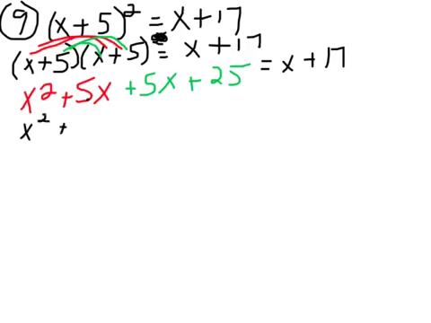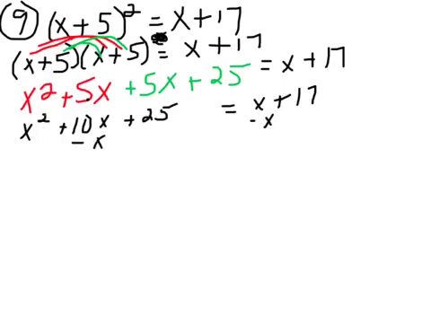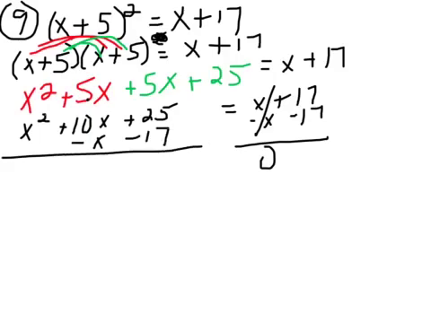5x and 5x is 10x. And then I have a 25. And that's equal to x plus 17. But since I want a 0 so I can solve it, because I have to have a 0 over there if I want to solve it, I'm going to move these terms to the other side. I have a plus x, so I'll subtract x from both sides. I'm going to line these up with their like terms. And then I have that would add up to 0. And then I have a plus 17, so I want a minus 17. That's going to combine with the 25 over there.